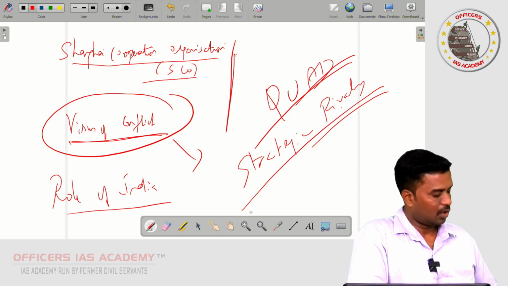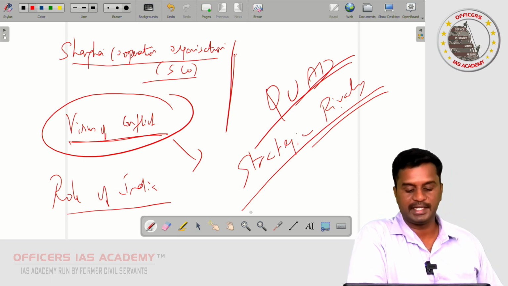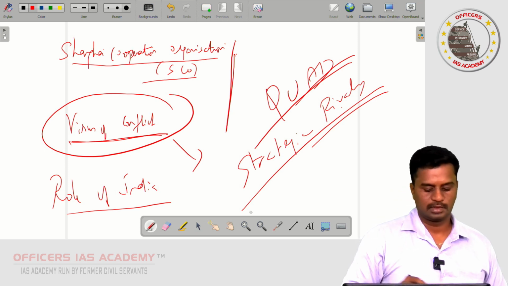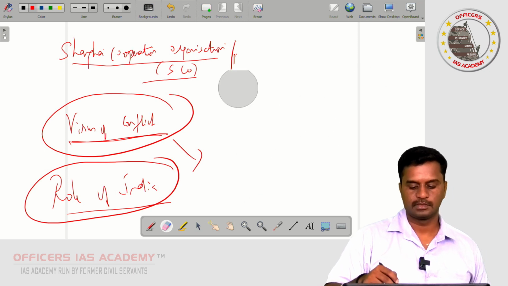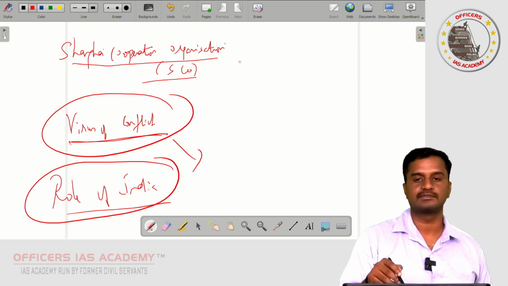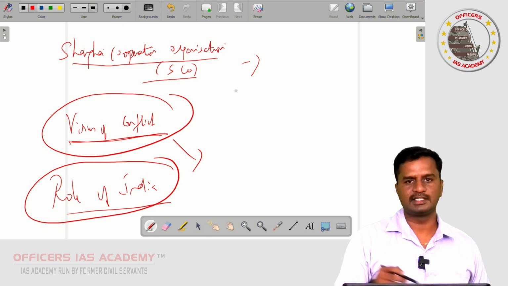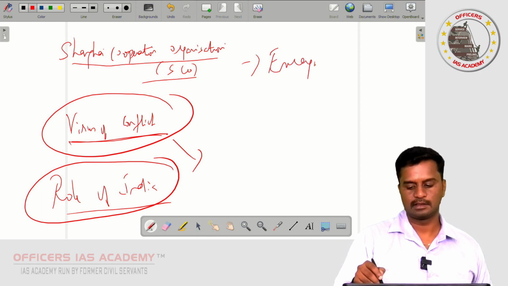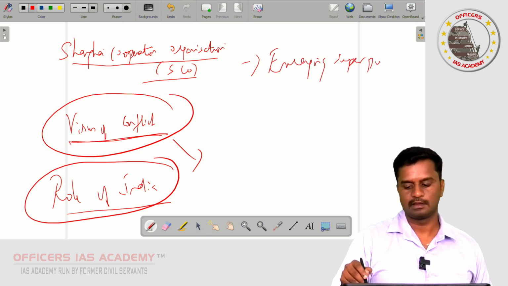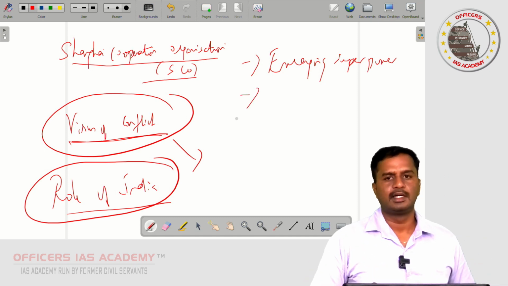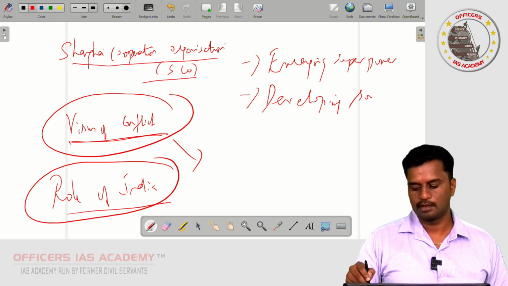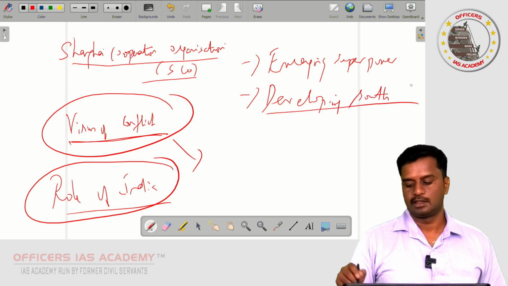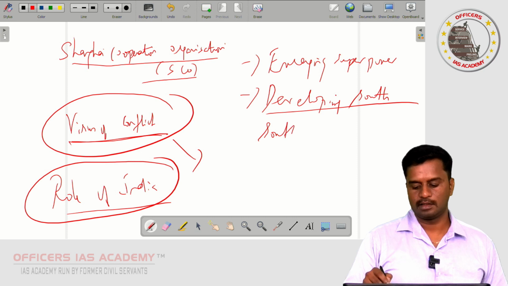Next, what is India's role in mitigating the problems? Third heading, third part, what is India's role? Once again, write based on different dimensions. India is an emerging superpower. India is also a leader of the developing South. Here we can go for South-South cooperation.